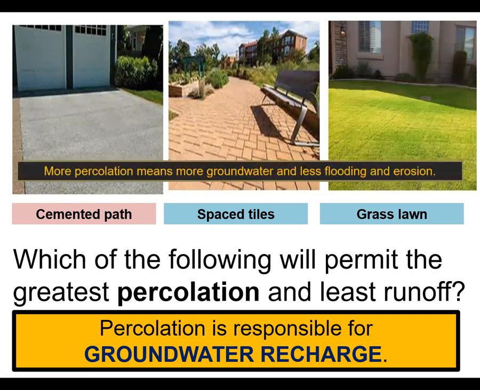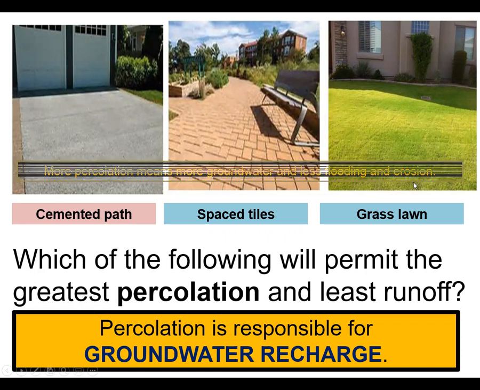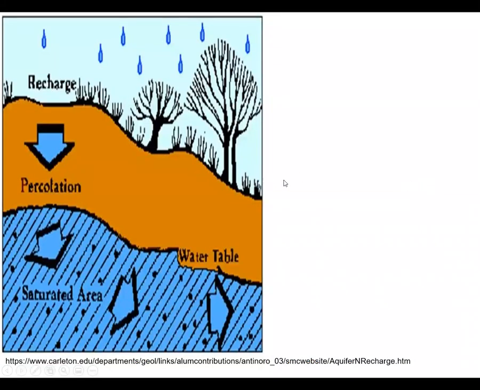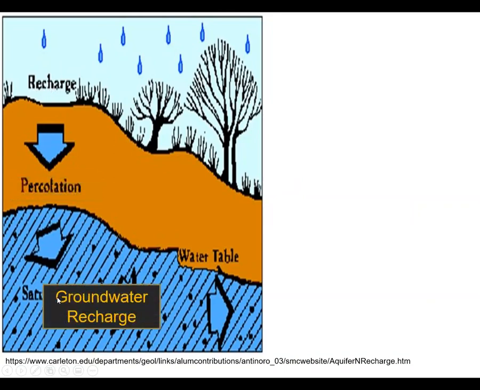Next one. More percolation means more groundwater and less flooding and erosion. Now, what is percolation? Whenever it rains, the soil absorbs the water, and when the water reaches the groundwater right here, that is what we call groundwater recharge. The water needs to reach the groundwater for it to be considered groundwater recharge.